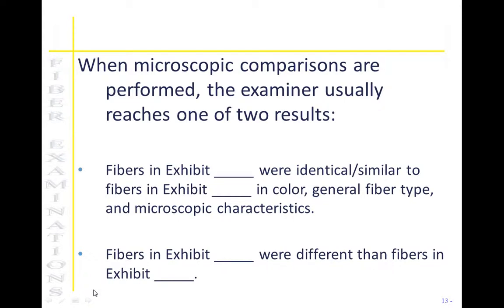The reason the examiner might choose to use either identical or similar might be dependent on how many actual tests they were able to perform or the specific fibers themselves. If we're working with an extremely common fiber, like a white cotton fiber, the analyst may choose to use the word similar instead of identical, even though through the testing they could find no differences.